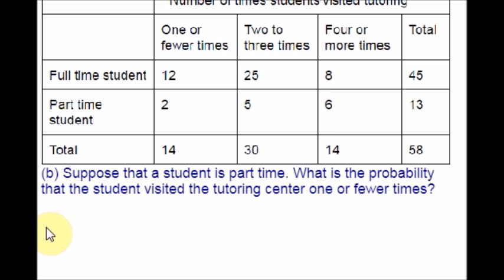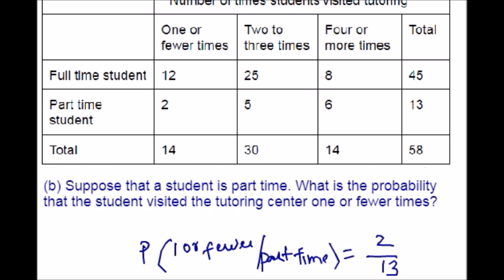Suppose that the student is part-time. Since we are supposing that the student is part-time, we can look at the part-time students for this calculation. This row. And 1 or fewer times is 2, and the total is 13. So if you divide, 2 over 13 is approximately equal to 0.15.